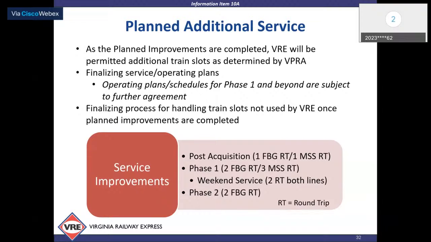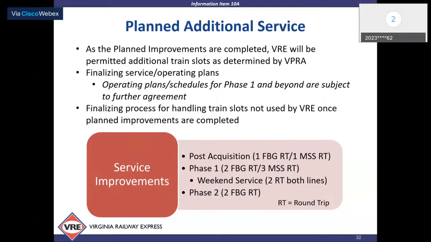Planned additional service. This agreement will contemplate, well, let me back up. This agreement will memorialize what those planned service improvements are once the planned improvements have been completed. And this was announced before. There's a round trip Fredericksburg train, round trip Manassas train post acquisition. And then as the planned improvements by phase are constructed, there's additional train slots, including weekend service, that become available to VRE. And that's sort of the box at the bottom.